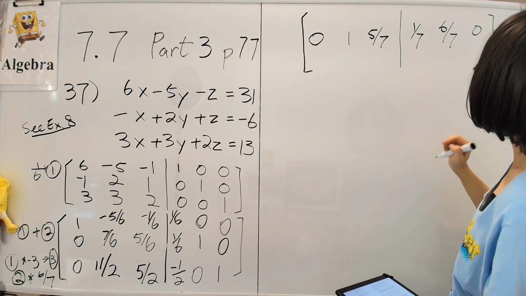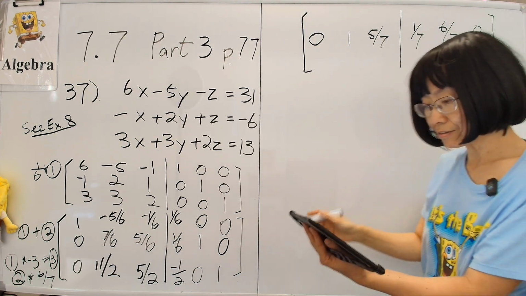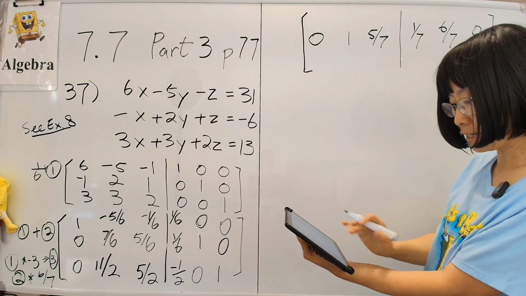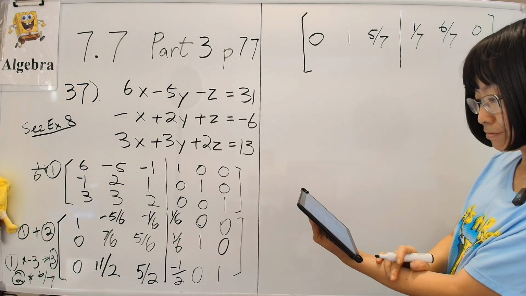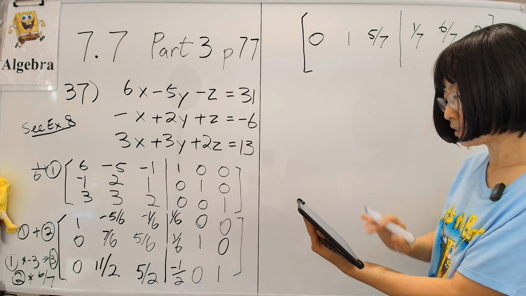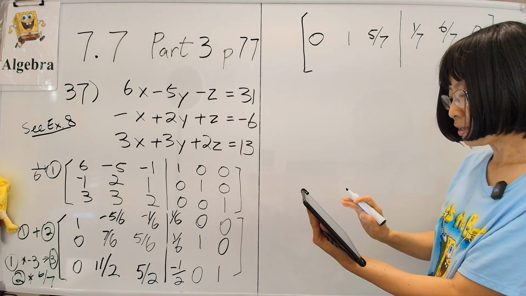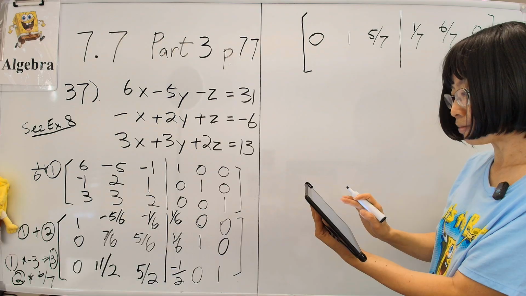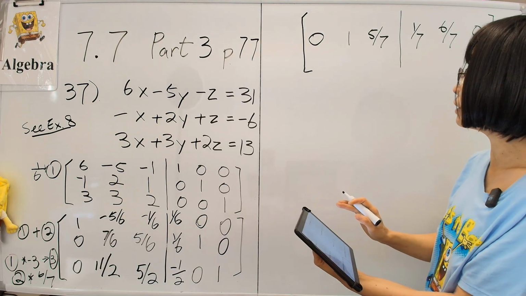I think I wrote these a little bit big, but I guess it's okay. So do I have row 2 correct? 0, 1, 5/7, 1/7, 6/7, 0. Okay, that looks pretty good. So next, we're going to add row 2 multiplied by 5/6 to row 1.